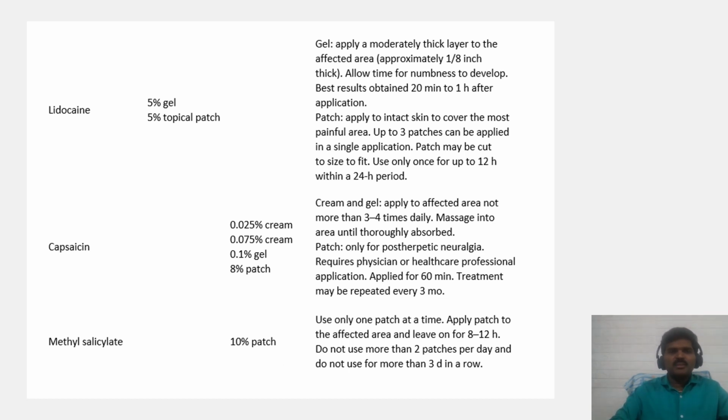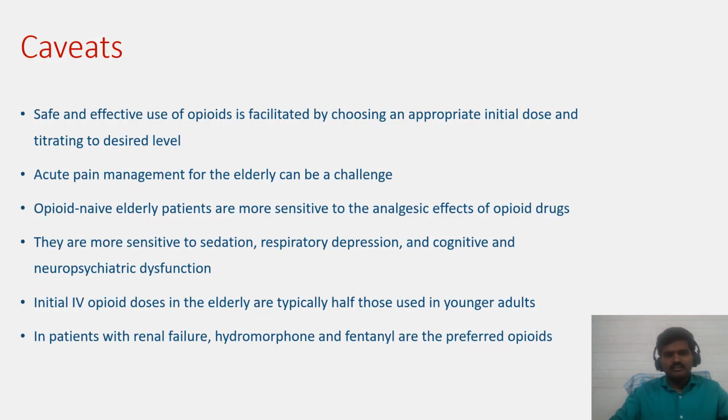Lidocaine comes as 5% gel or 5% topical patch. Capsaicin comes as 0.025% cream, 0.075% cream, 0.1% gel and 8% patch. Methyl salicylate comes as 10% patch. So that's about the pharmacological agents that can be used for acute pain management.